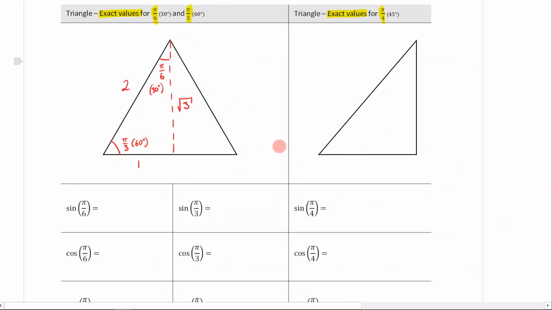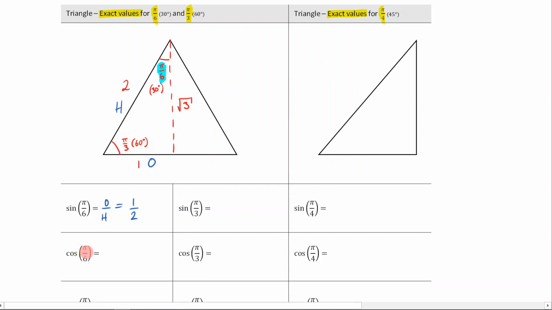So how do we use this special triangle? All right, so if I want to find sine of pi on 6, I come up here and say, well, here is pi on 6. Sine is opposite over hypotenuse. The opposite of this is going to be this, and my hypotenuse is over here. So this means it's going to be a half. And that is my exact value.